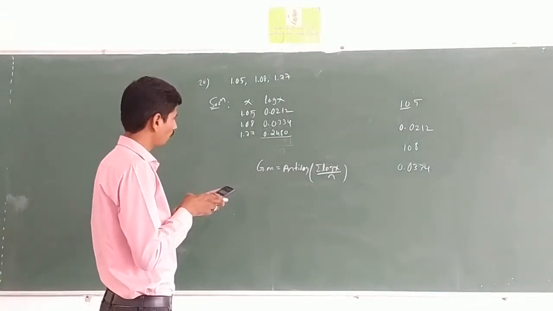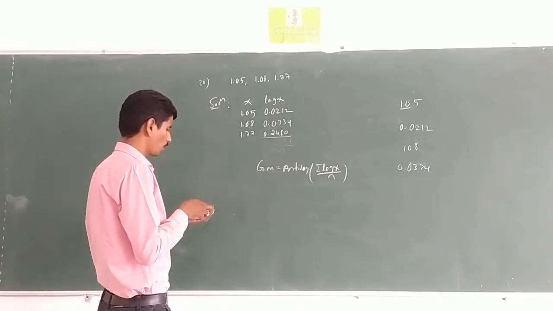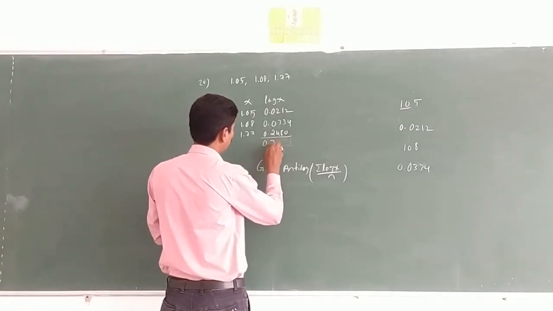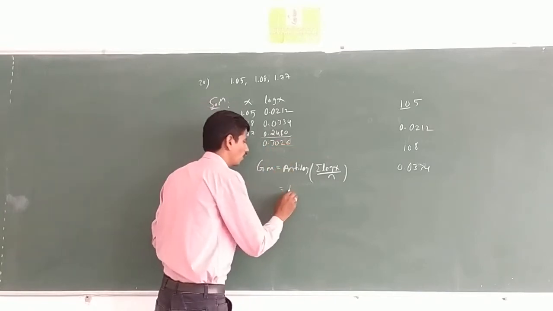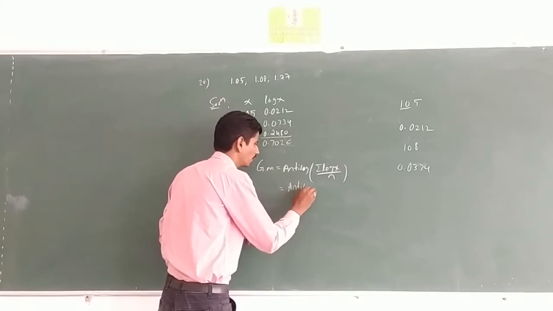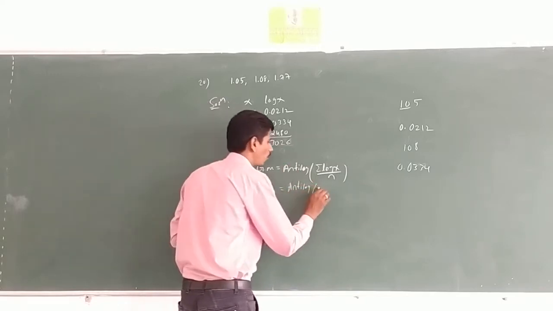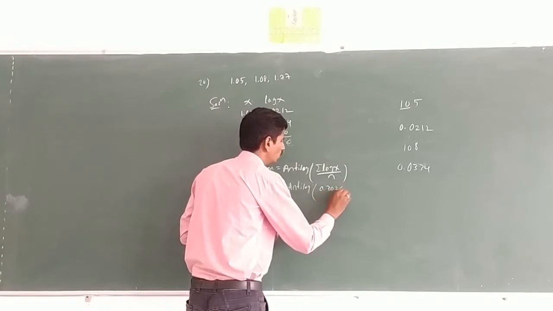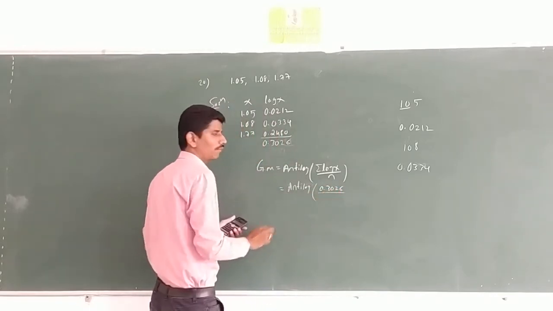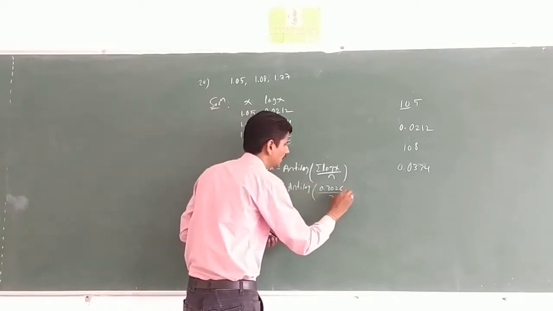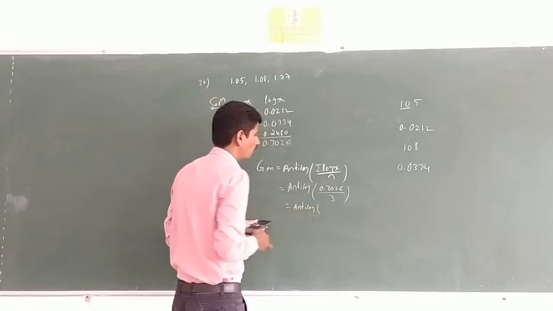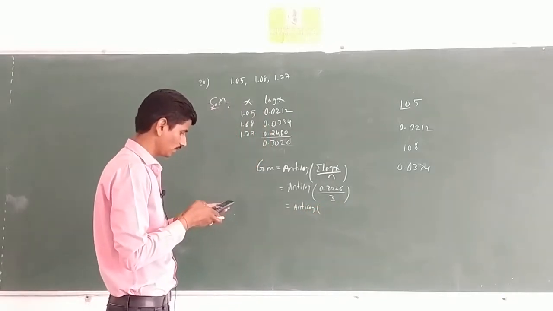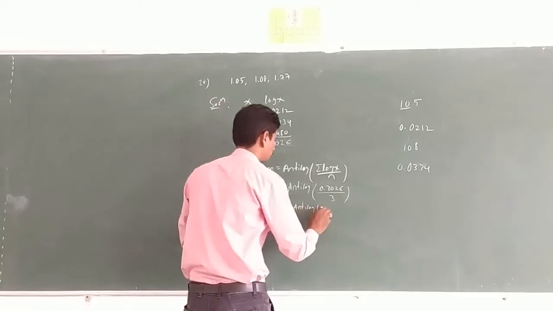Next, the sum of 0.0212 plus 0.0334 plus 0.2480. Then we will get 0.3026. Then substitute the values. Antilog of sum of log x is 0.3026 divided by n. n is the number of observations, only 3 here. Antilog of 0.3026 divided by 3 is 0.1008.